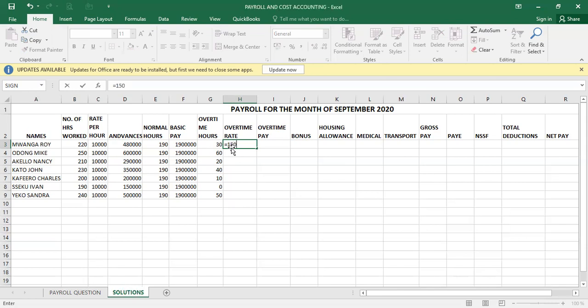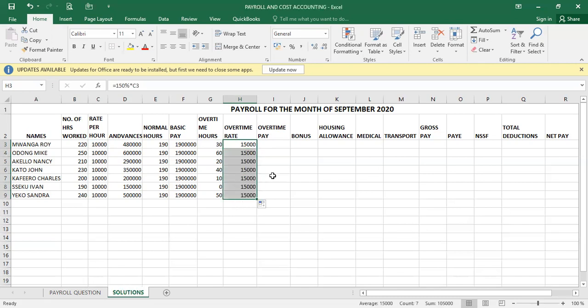It will be 150% times the normal hourly rate. Then from there we shall be getting 15,000. Then you can double click here because it is uniform for every employee. If this one is a bit challenging, you can just get the 50% of the 10,000, which is 5,000. You add it back to the 10,000 to make it 15,000.